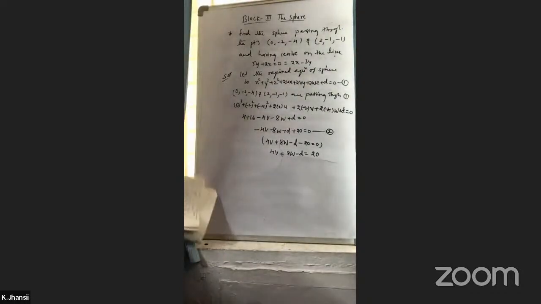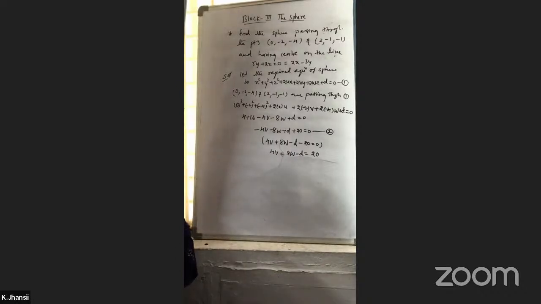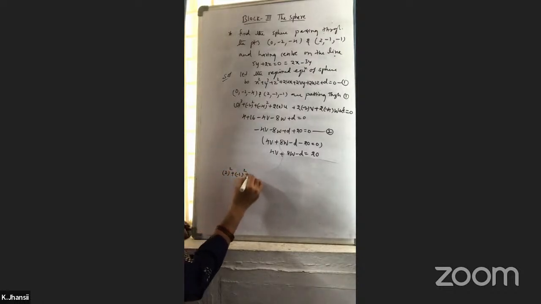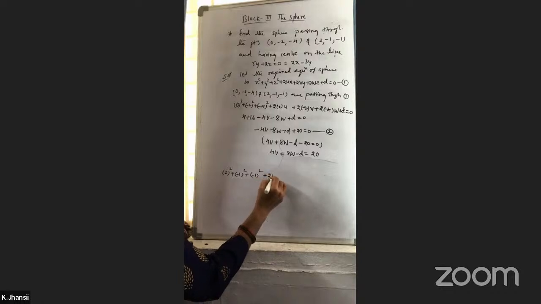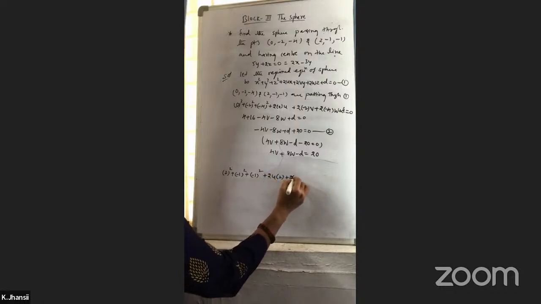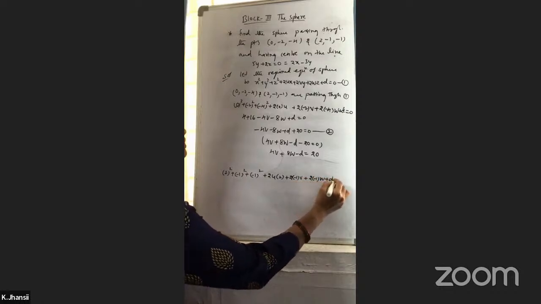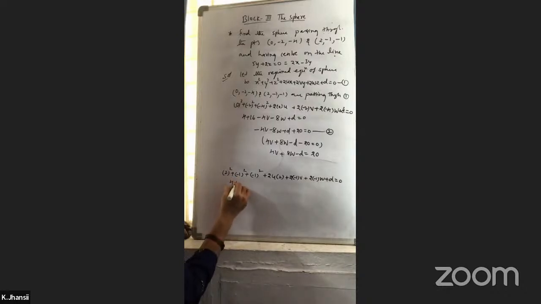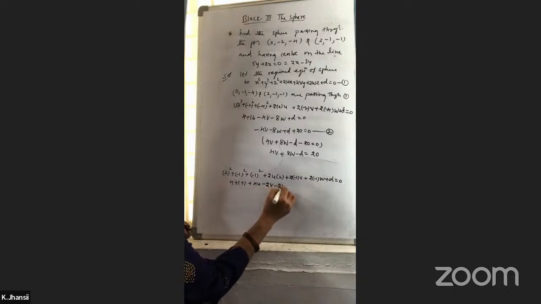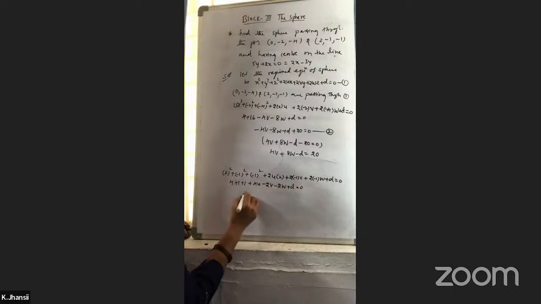So next, from the second point, it is 2, minus 1, minus 1. So 2 square plus minus 1 whole square plus minus 1 whole square plus 2u into 2 plus 2v into minus 1 plus 2w into minus 1 plus d equals 0. So it is 4 plus 1 plus 1 plus 4u minus 2v minus 2w plus d equals 0. That is 4u minus 2v minus 2w plus d, 4, 5, 6, so plus 6 equals 0.